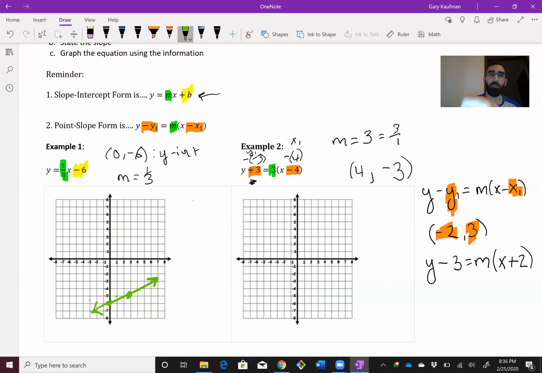Okay, let's now graph. Our point is (4, -3). So I'm going to plot that. Our slope is going up 1, 2, 3 over 1. There's my second point. And there is my graph. Now, both of these examples should be in your notes. So if needed, pause the video. And after this, you're going to have some practice.